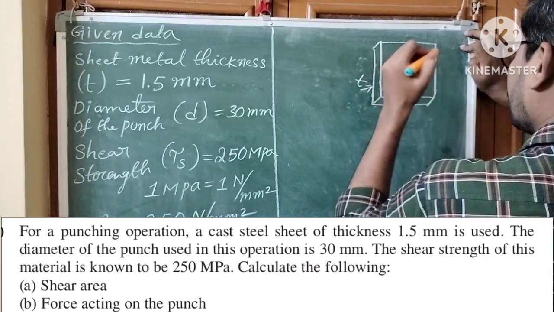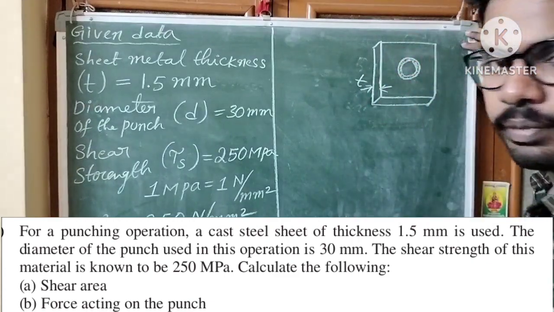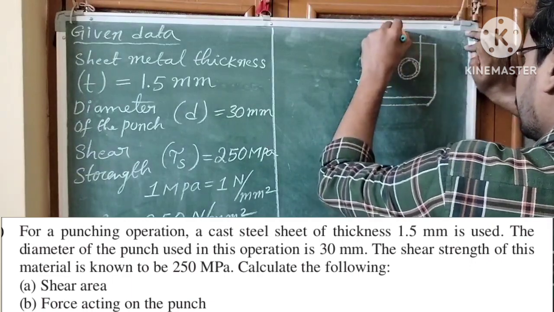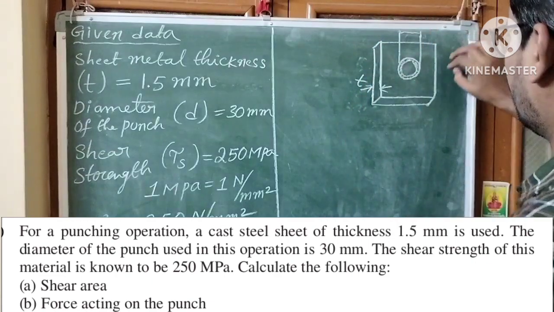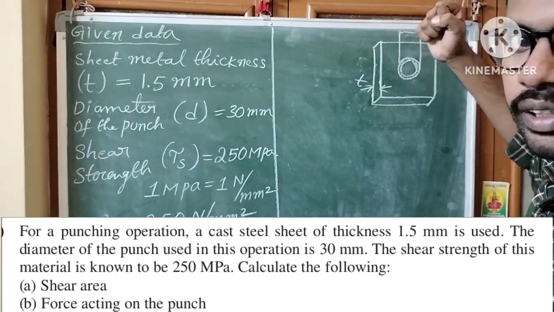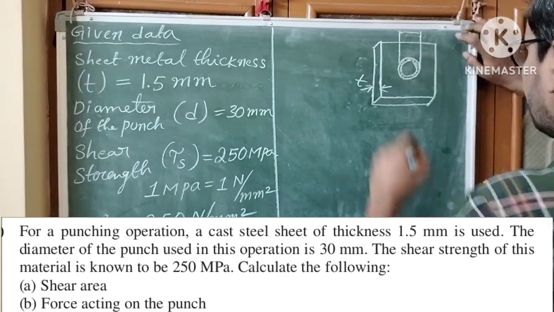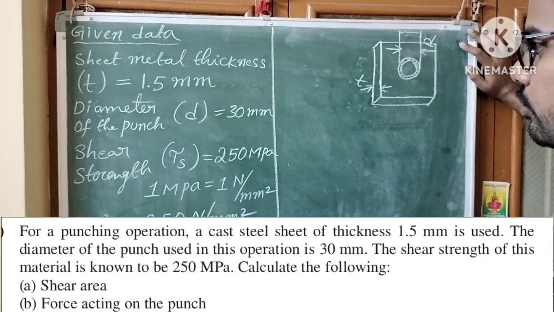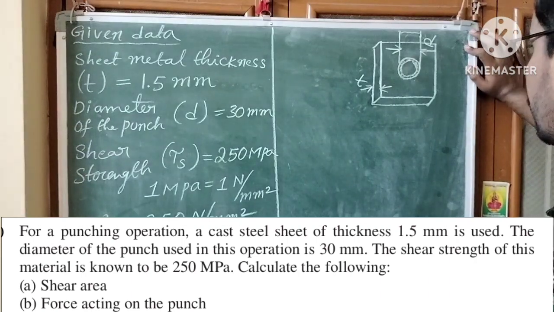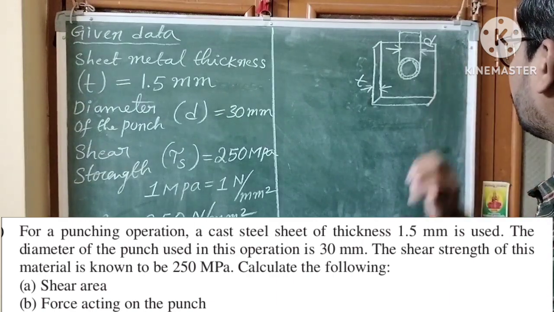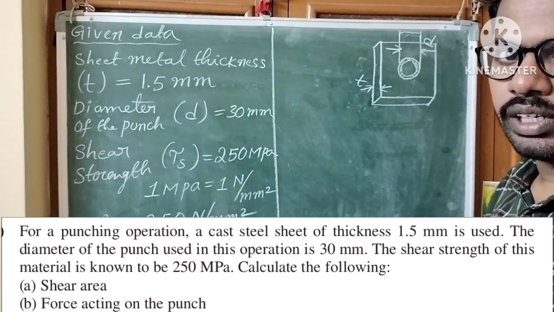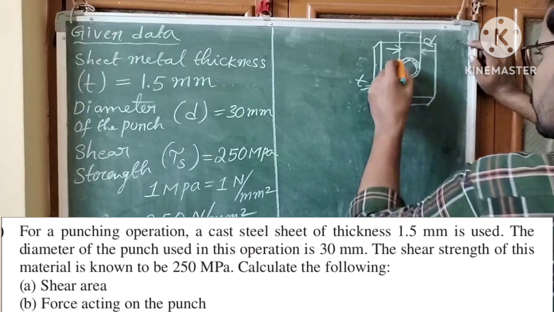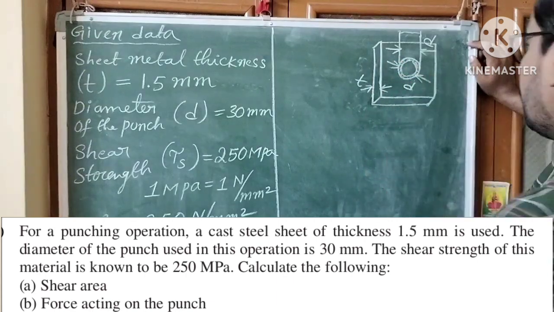Here the diameter of the punch is 30 mm. Using a 30 mm diameter punch, we are making holes in the sheet metal. The diameter of the punch is d equal to 30 mm. Here we are assuming the diameter of the punch is equal to the diameter of the hole. So the diameter of the hole is d equal to 30 mm.